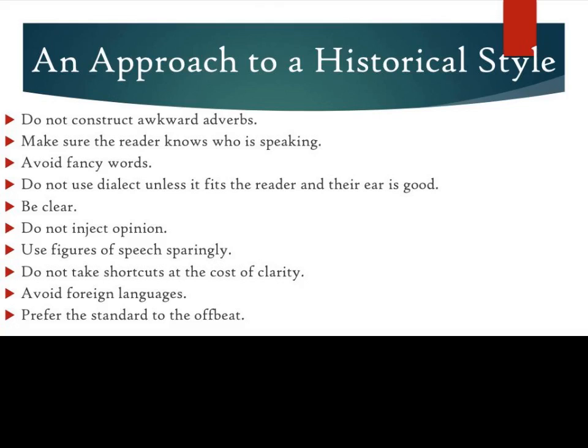When some people use fancy words or dialect, a breezy manner, now you're starting to get to the offbeat as opposed to the standard. And that doesn't necessarily mean that your message is simple. You want your words to be strong and powerful. But that doesn't mean that you should take the offbeat route to get there.